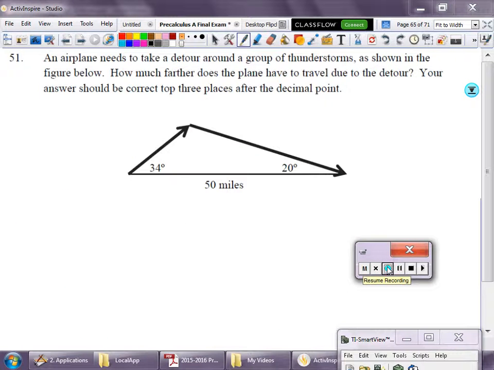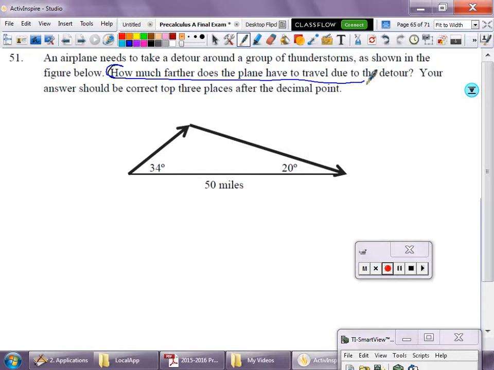Number 51. An airplane needs to take a detour around a group of thunderstorms as shown below. How much further does the plane have to travel due to the detour? Alright, so this is the main idea. We got a detour. Look, it's bolded. Pretty much let's label our triangle A, B, C. So this is going to be side A, this is going to be side B, and C is unlisted.